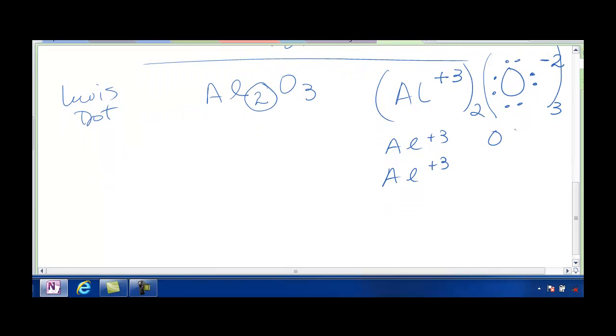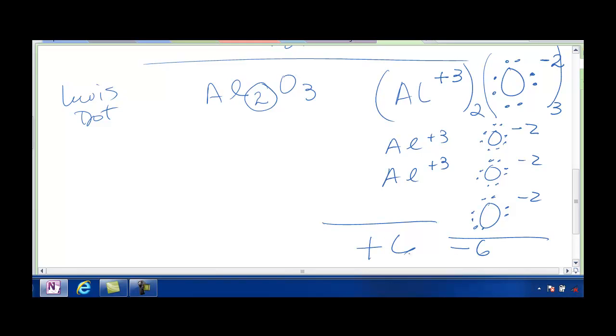This is not what we write. And we have oxygen number 1 with 8 electrons. Oxygen number 2, they all turn as oxides with 8 electrons. Oxygen number 3 with 8 electrons. So we lost 6 electrons, we gained 6 electrons. Every electron is accounted for. This is the Lewis dot structure right here of aluminum oxide.